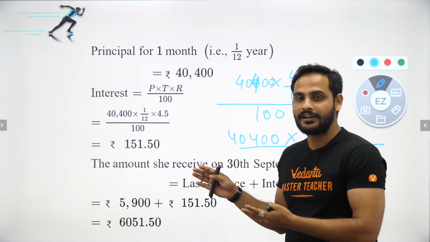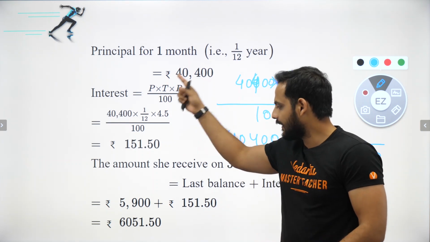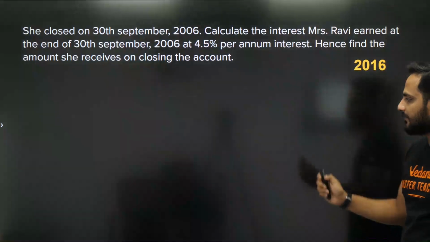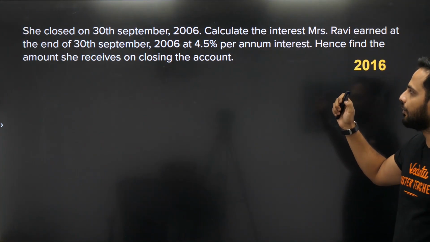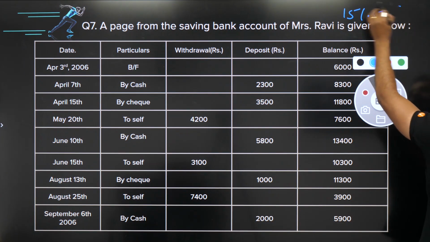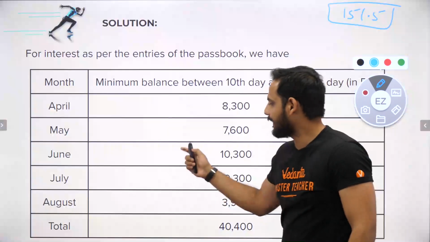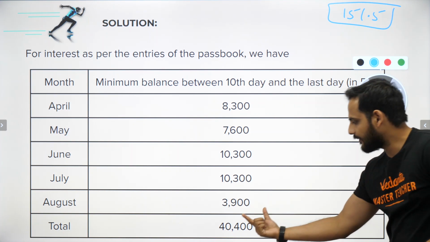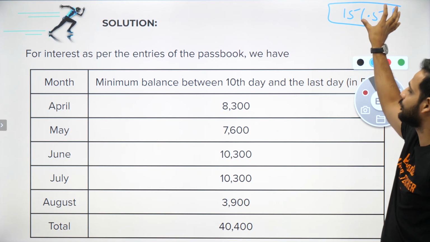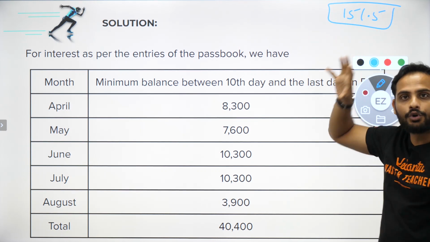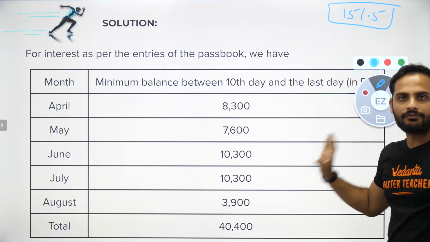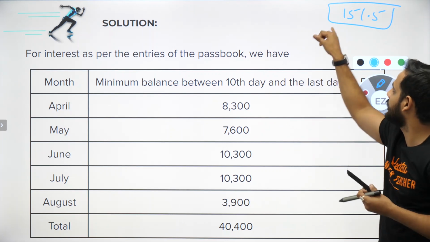If this is the interest, what is the final amount which you will receive? Now see, final amount is a bit tricky. What is the tricky part? When she was closing it, I know my interest is 151.5. But this total amount does not play any role in the final amount, because this is the final amount for all these months. This 151 rupees which we have got is the total interest, some from the month of April, some from May, some from June, some from July. So overall that is 151.5.